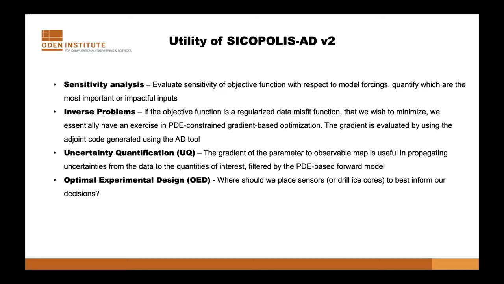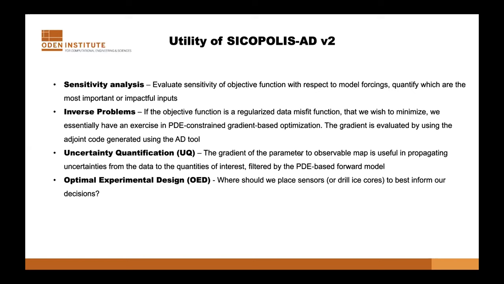And lastly, you could also use this for optimal experimental design. For example, you could ask the question: where should we place our sensors or drill the next ice core to best inform our decisions? This involves defining some kind of maximum information metric. You define some metric that quantifies the information, and then you try to maximize the metric.